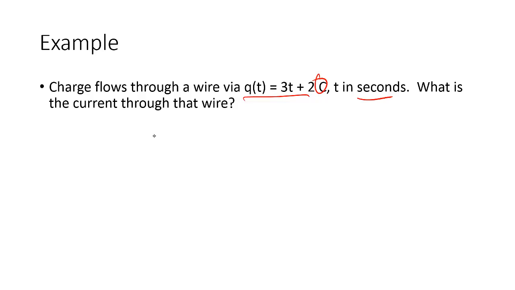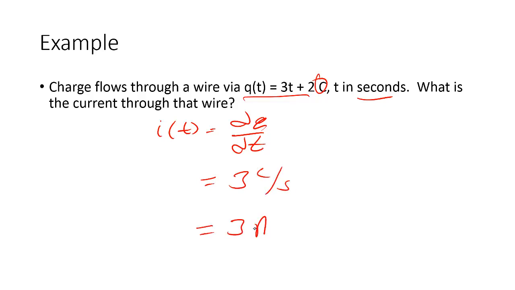Well, from before we had that I of t is dq by dt. And taking the derivative here, if I take the derivative of this linear function, I'll get 3. Equals 3, what? Coulombs per second, or 3 amps. And that is what we're looking at when we talk about current from charge.